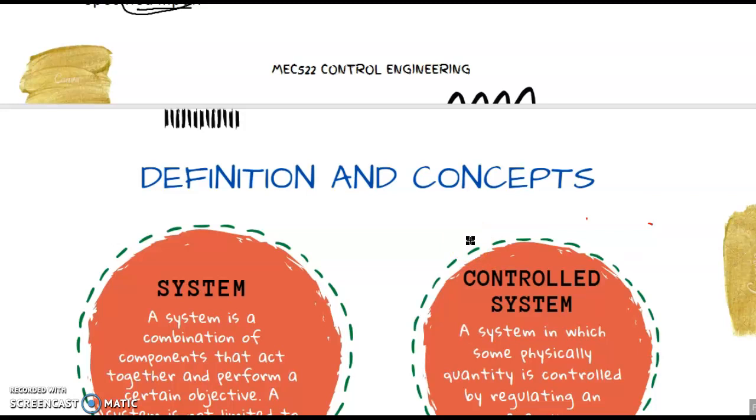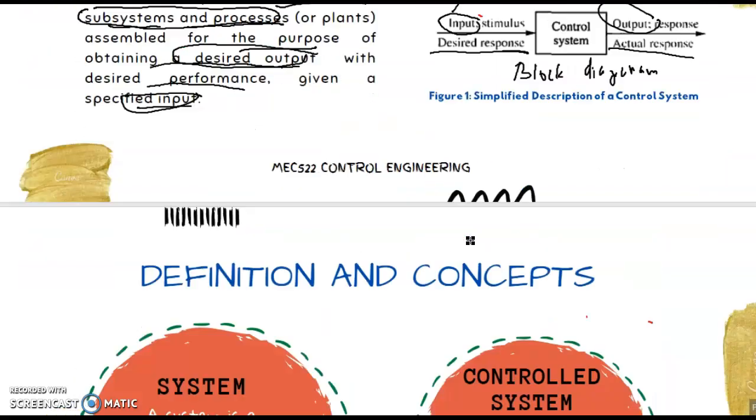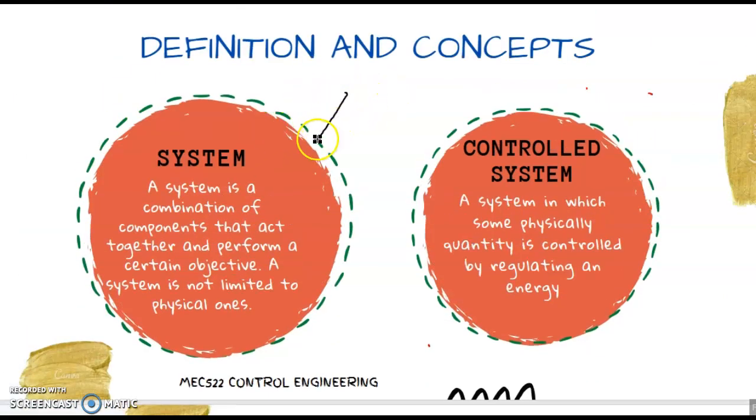So we already know the control system, and now we want to know what a system is, and what a control system is. A system is a combination of components that act together and perform a certain objective. A system is not limited to physical ones, so it can be non-physical. This means a system must have a combination of components and an objective, to perform a certain objective.